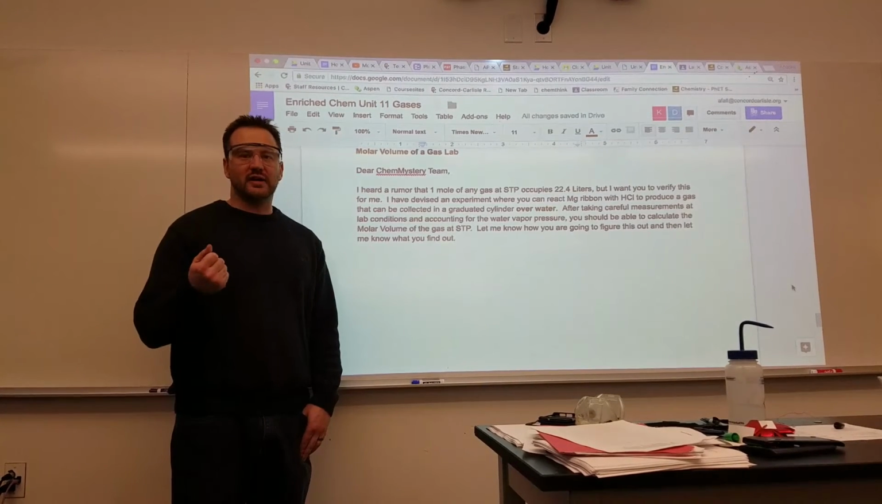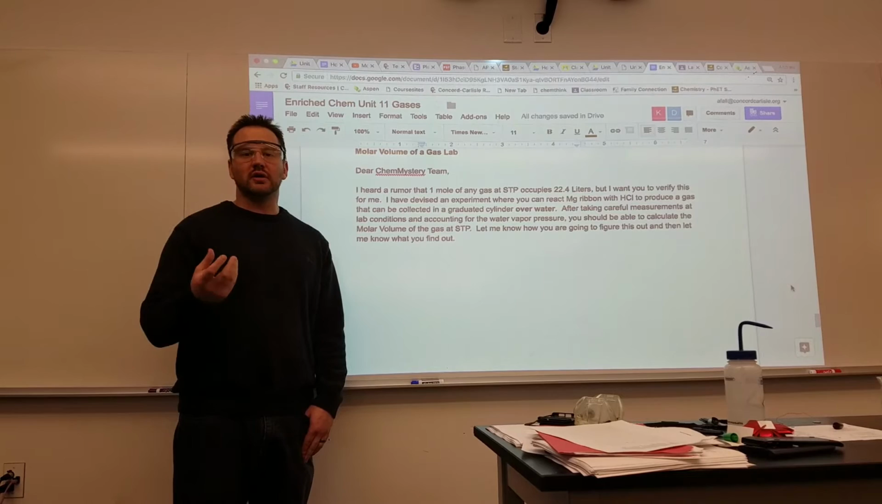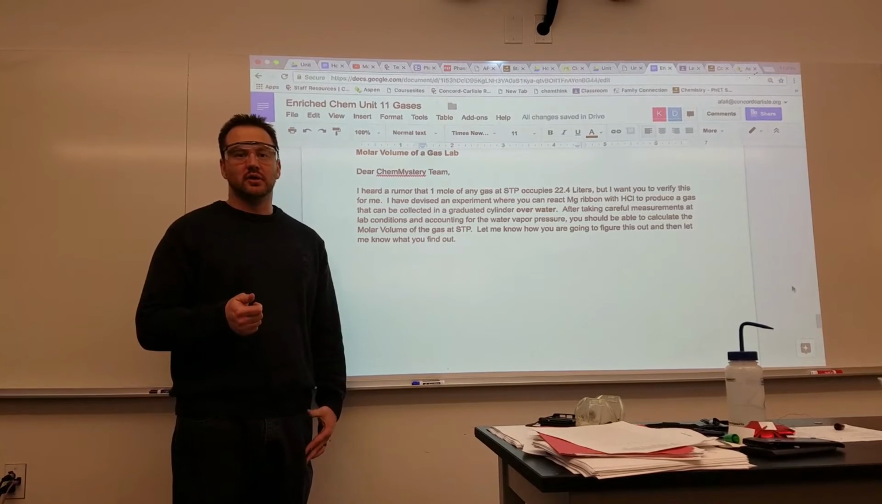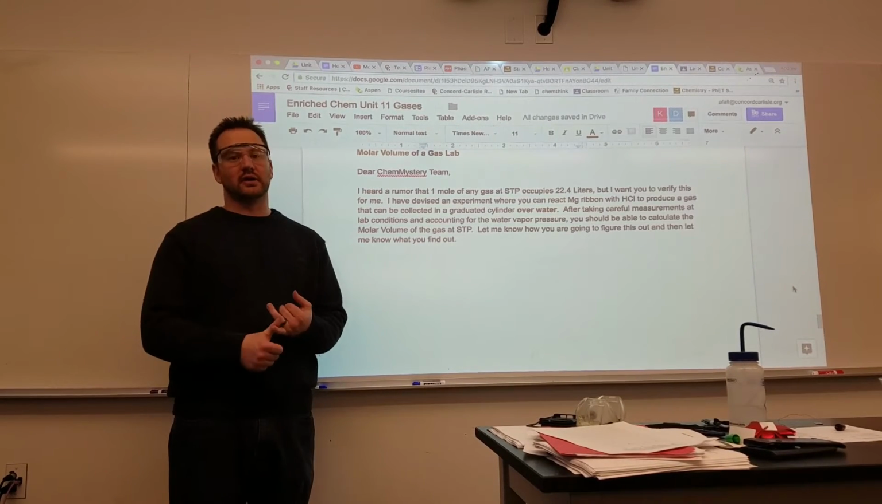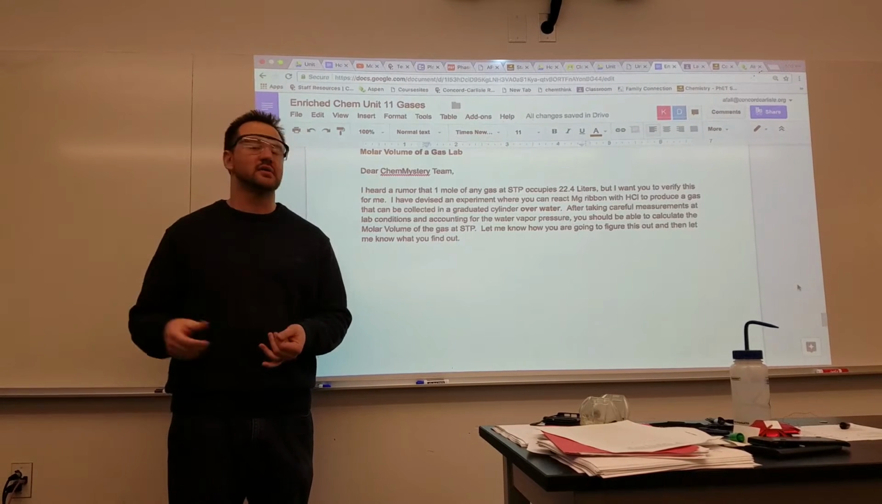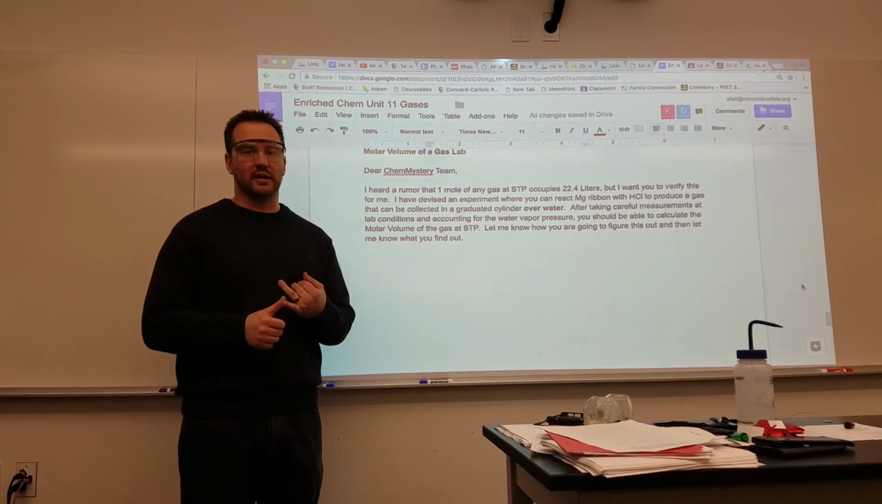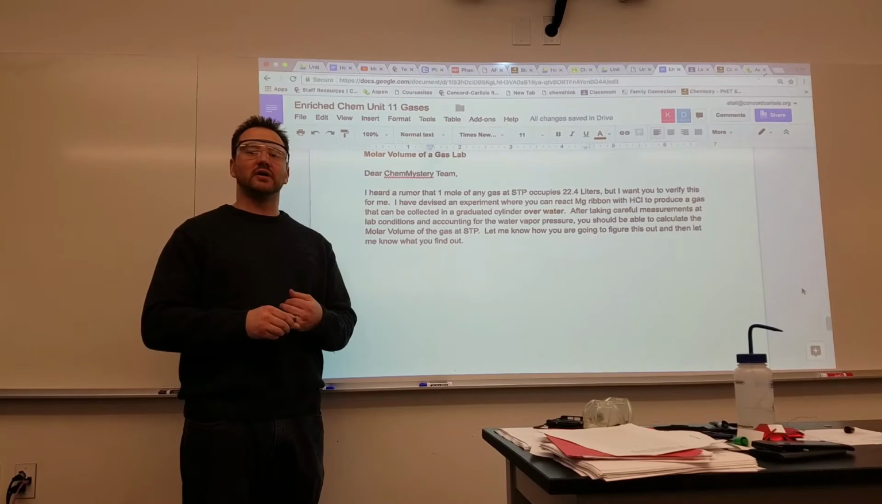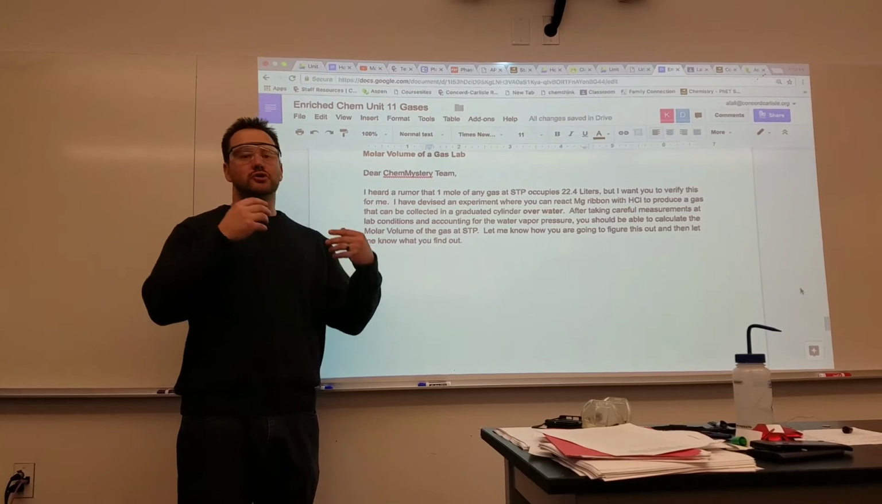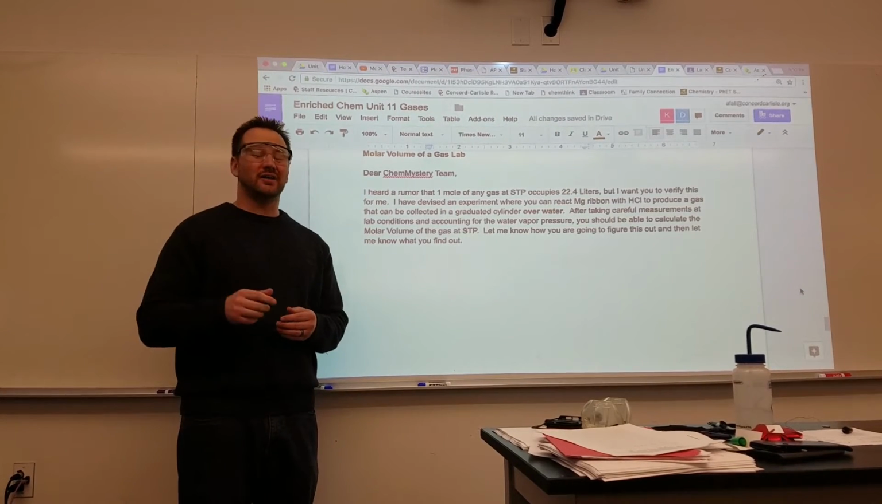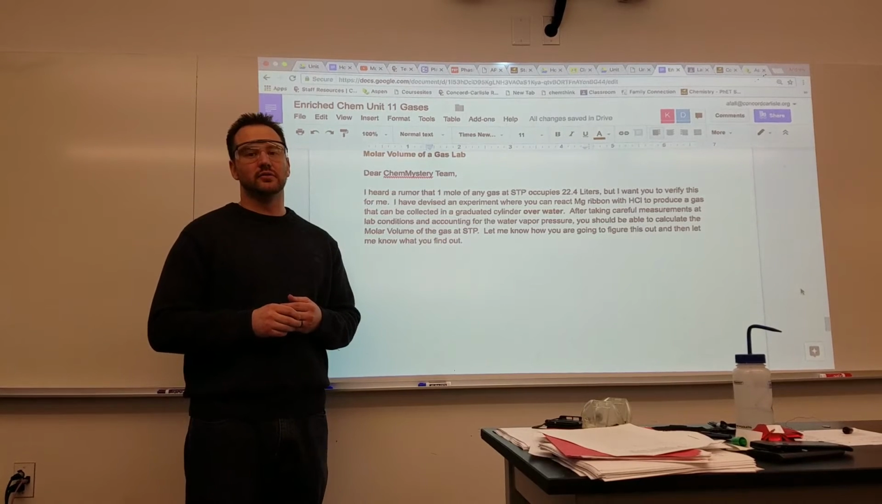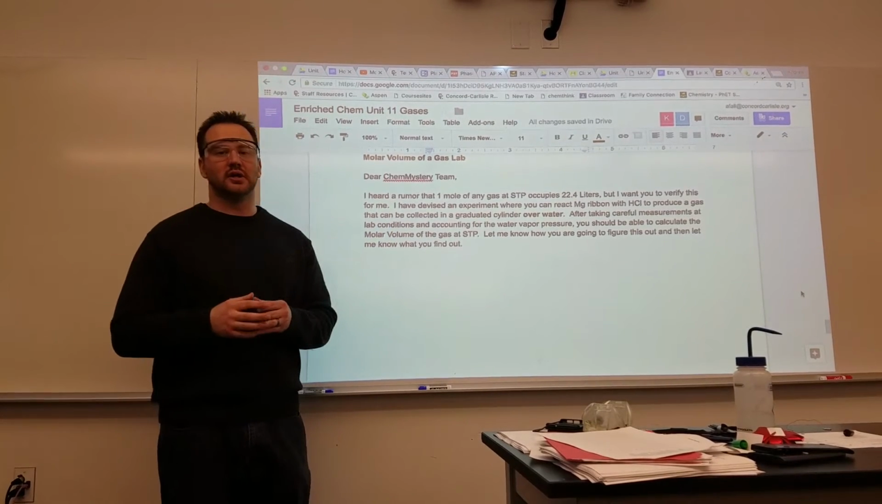So there's a couple things you have to factor in here. One is you're collecting the gas at lab conditions, which is not at STP. You're collecting it at whatever the temperature in the lab is and whatever the atmospheric pressure in the lab is. So you have to find a way to convert from those conditions to standard temperature and pressure, and I think you know the gas law that you need to use in order to convert with changing conditions.